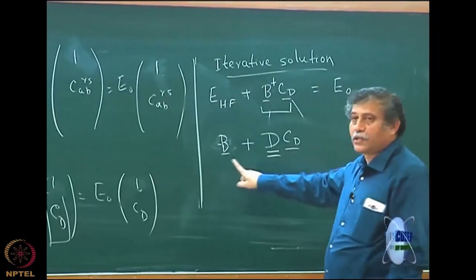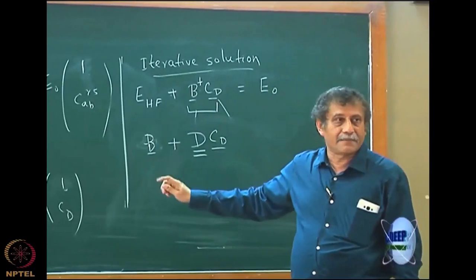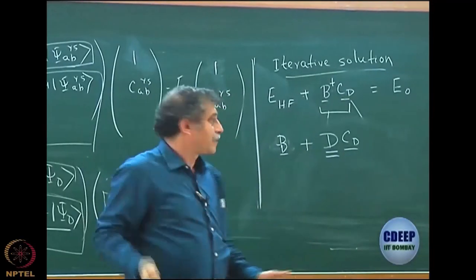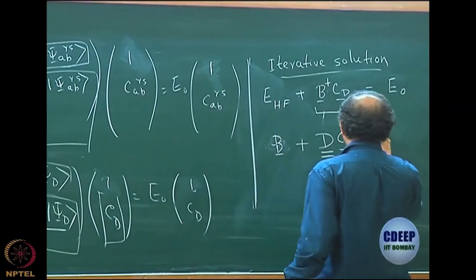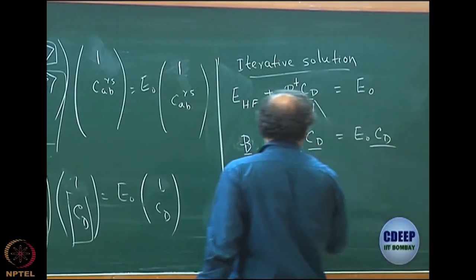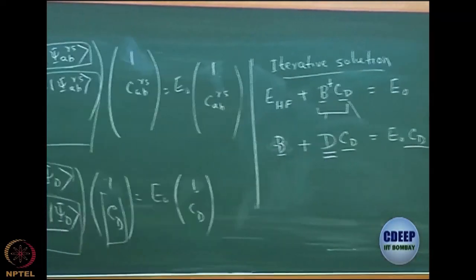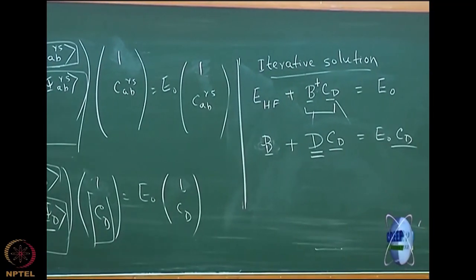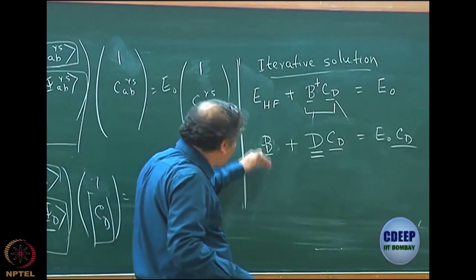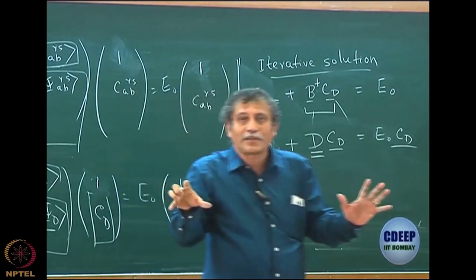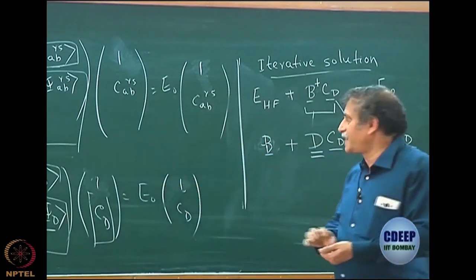This is a column. Now you see, look at the dimension of the problem. It's exactly the same. This is a column. This matrix times column is also a column. And you will get a column on the right side because it is E naught times CD. So everything is beautiful. That means this is a column thing. So it's actually a set of equations. If I want to write, it's a set of equations. I have written it in one equation. It's actually a set of equations.